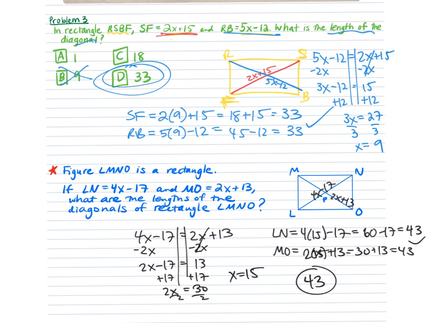Okay, so actually the picture just looked a little different, but the problem is exactly the same, right? The two diagonals are congruent, so you set them equal to each other. Solve, you get x is 15, but then the question's asking for the length of the diagonal, so plug it back in. Check it for both, so let's make sure you did it right, and it's 43.